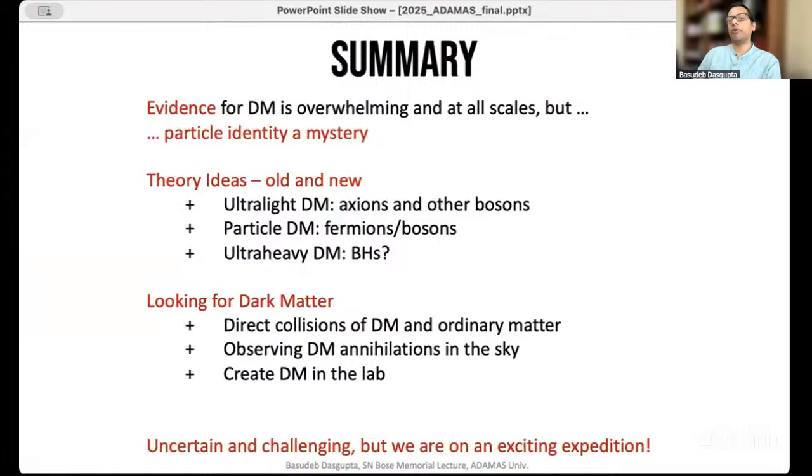So here is a summary of what I told you today. That we have a lot of evidence for dark matter at all scales, but we don't know the fundamental nature or the particle identity of this dark matter that we have seen. There are a lot of theoretical ideas. I told you about three of them. So very ultralight dark matter, which can be like axions, which is a kind of boson, or normal particle dark matter, which can be fermions or bosons, or it can be very ultra heavy, which, for example, can be a certain kind of black holes.